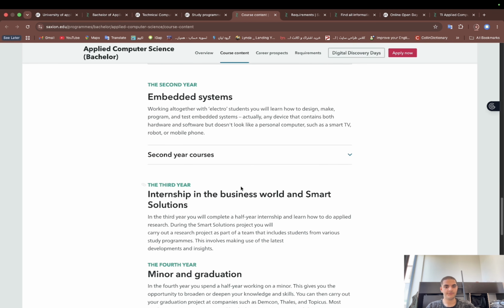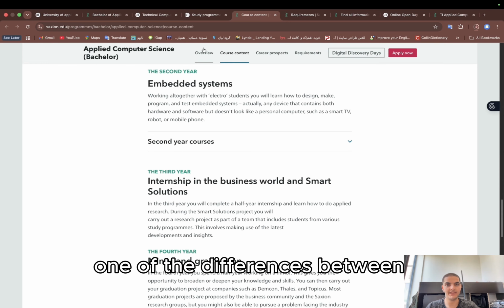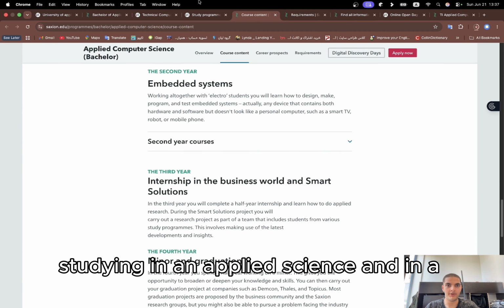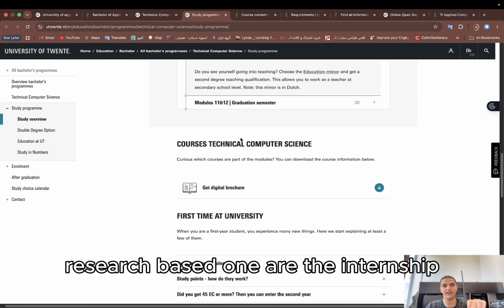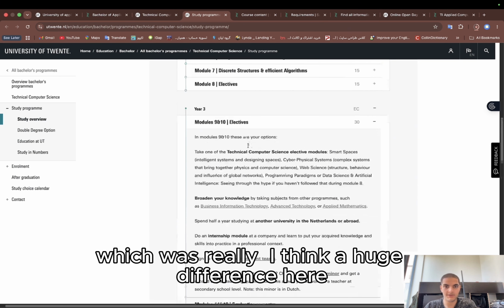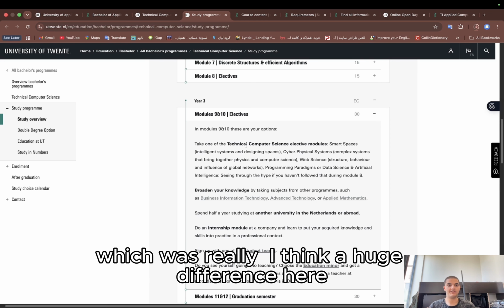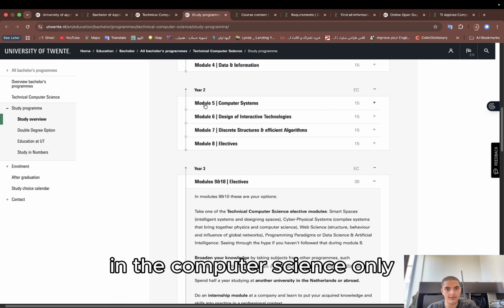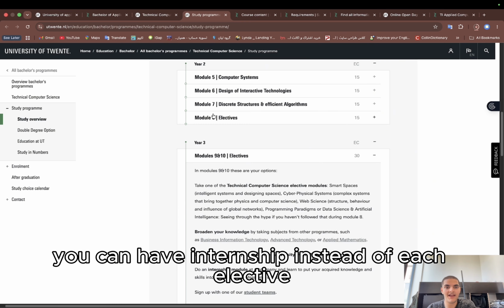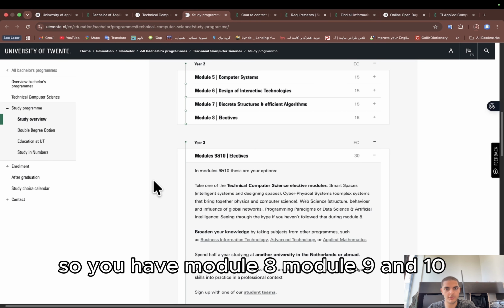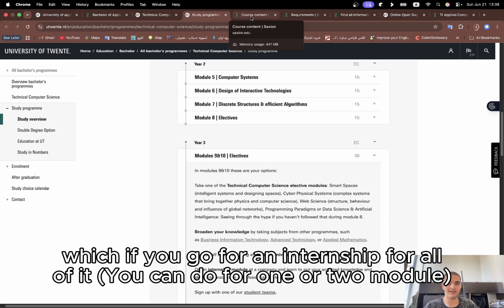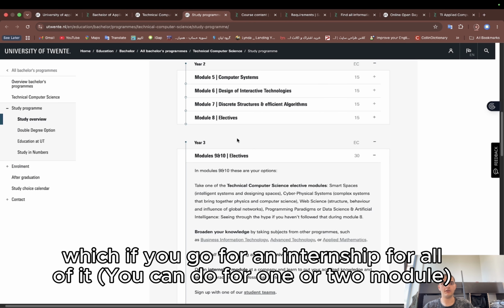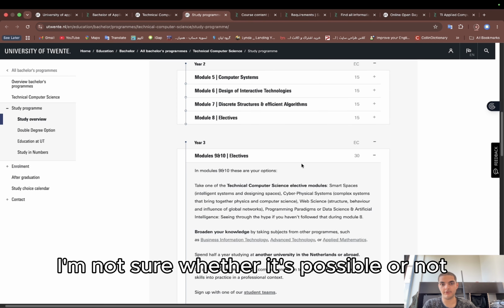And one of the differences between studying in an applied science and in a research-based one is the internship, which I think is a really huge difference here. In the computer science, you can only have an internship instead of each elective. So you have module 8, module 9, and 10, in which you can have your internship. But if you go for an internship for all of it, I'm not sure whether it's possible or not.